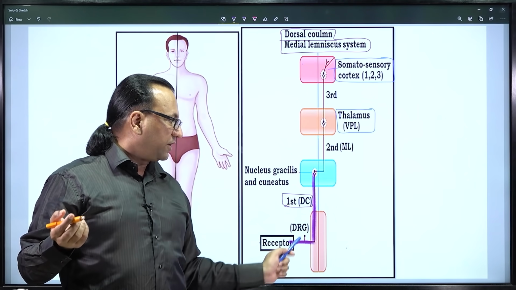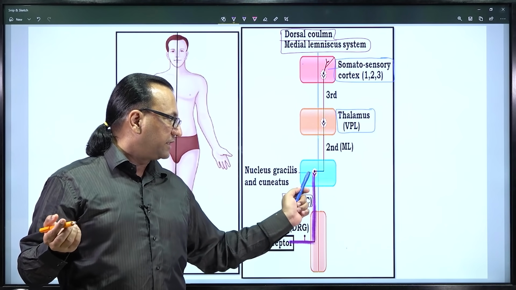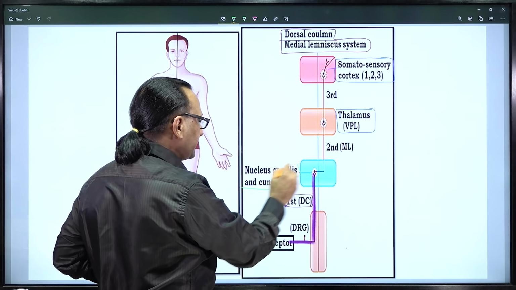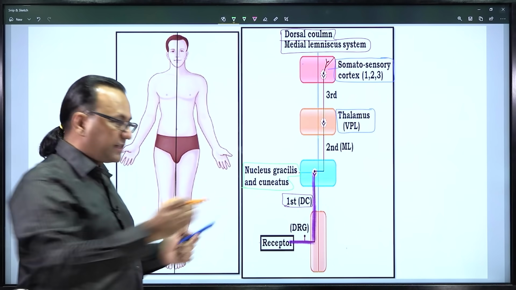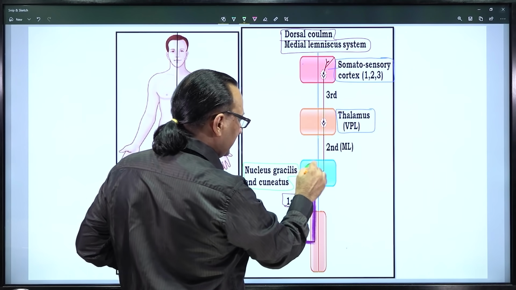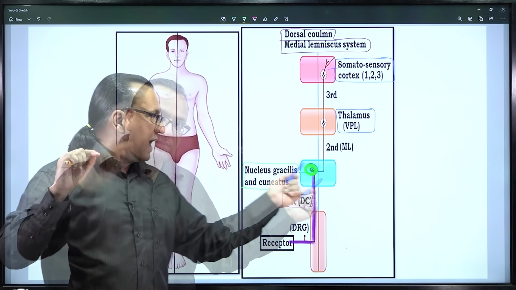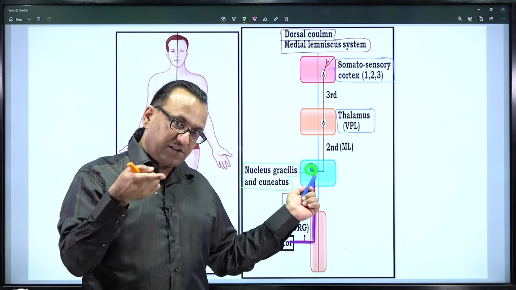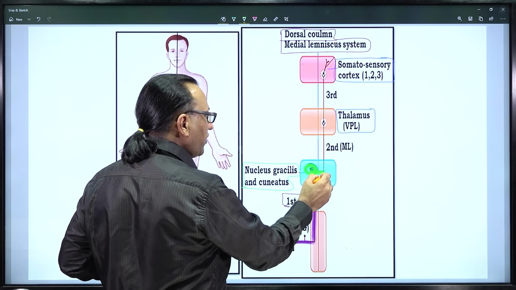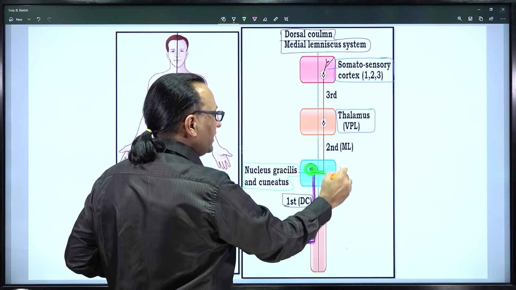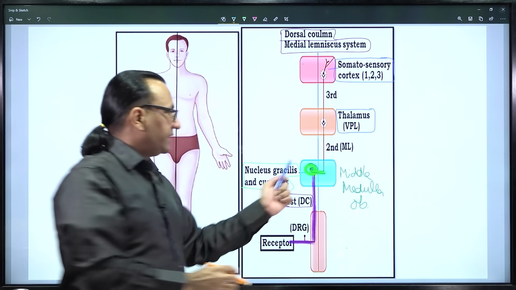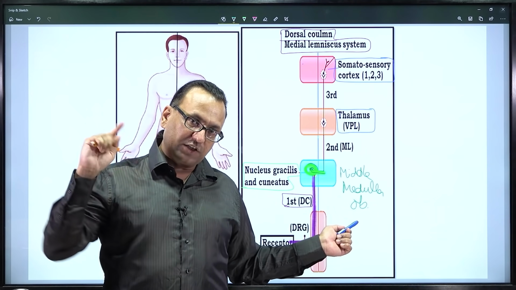Then this fasciculus gracilis and fasciculus cuneatus have to synapse in the second order neuron, which is nucleus cuneatus and gracilis. This nucleus cuneatus and gracilis are present at the level of the middle medulla oblongata, and at the same level is the sensory decussation. You see the fibers are now crossing. These are second order neurons and they are crossing, and this happens in the middle medulla oblongata. The point is, sensory decussation occurs in the middle medulla.